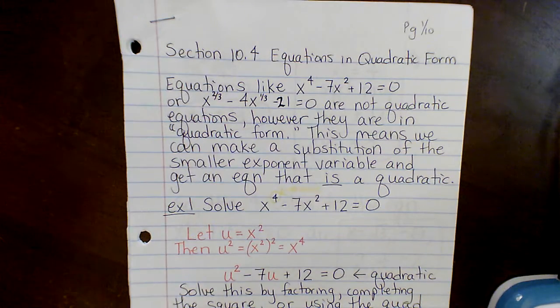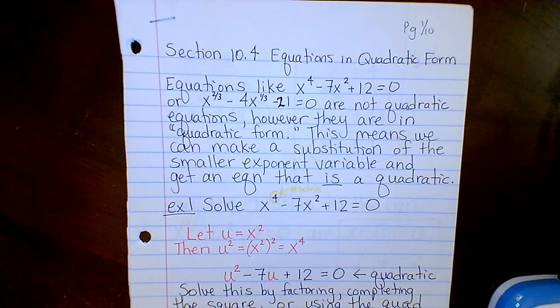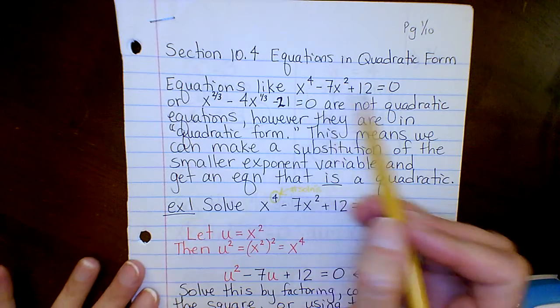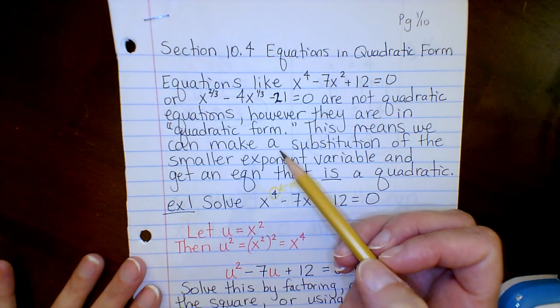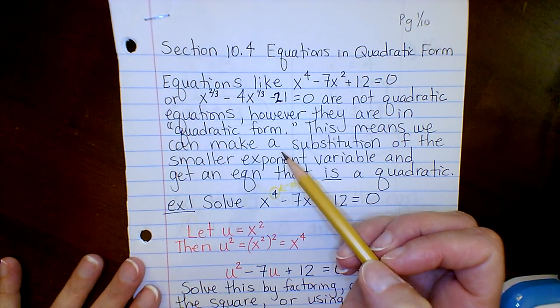This is section 10.4. We are in the home stretch. One more section to go after this. This section's on equations in quadratic form. So equations like these two are not technically quadratic equations because their highest power isn't a 2.